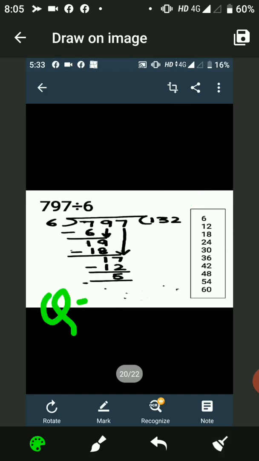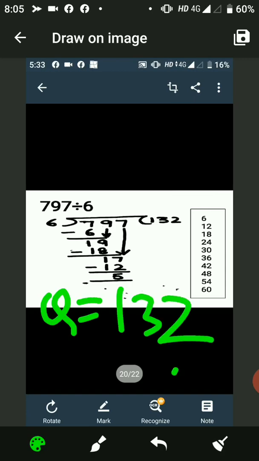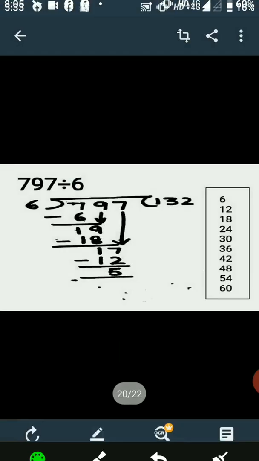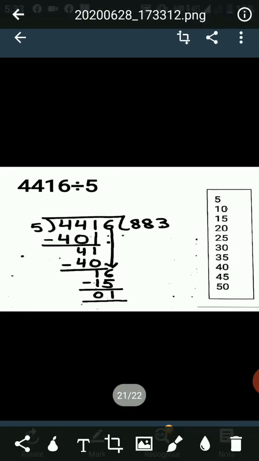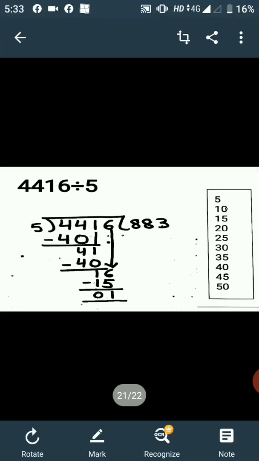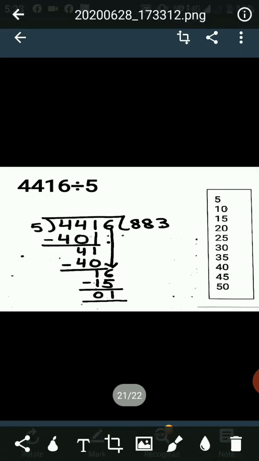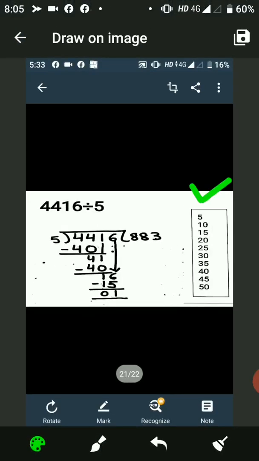So what quotient comes here? 132. I will write 132 as the quotient answer. Clear? Now see, here is a 4-digit number, and this 4-digit number we have to divide by a single digit. It is the same as the previous question. Firstly, I will write a rough column, and there I will write the table. In every question you have to write the table. Now you divide it. 4416 divided by 5.